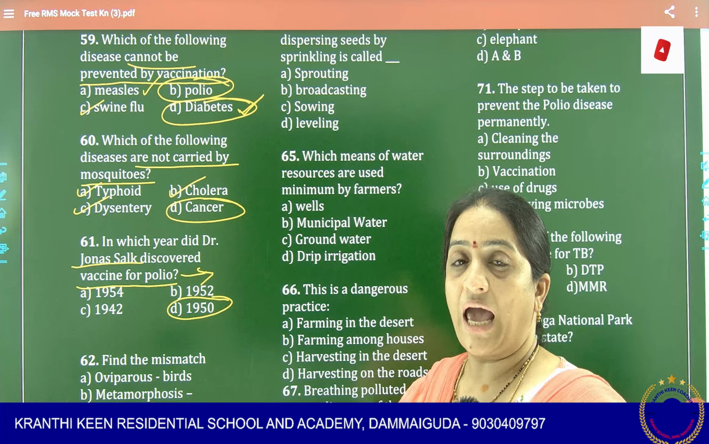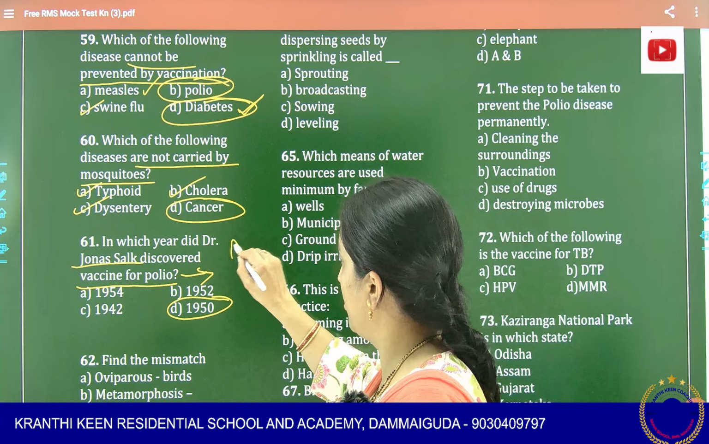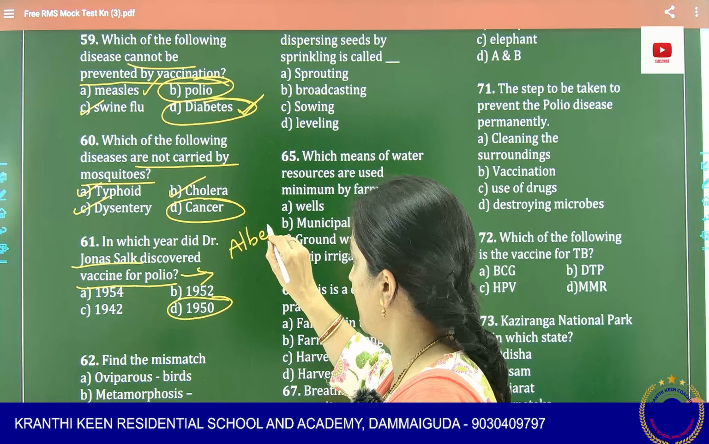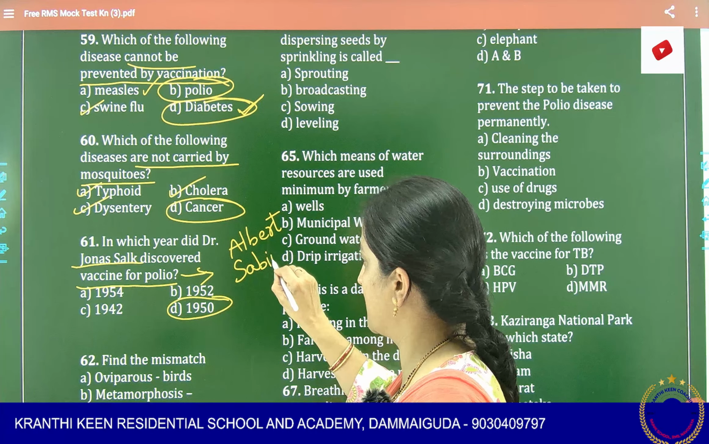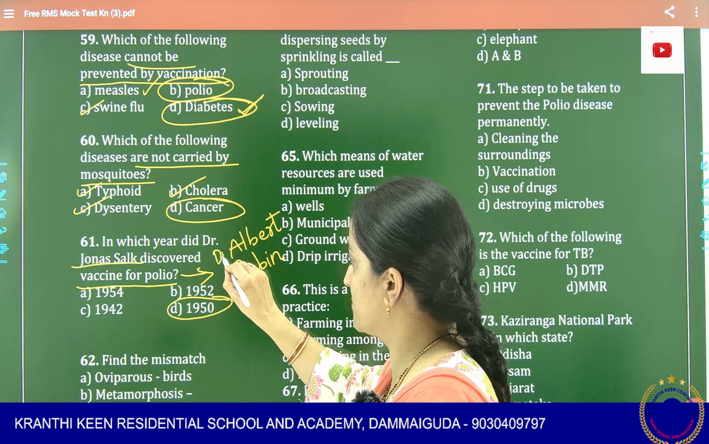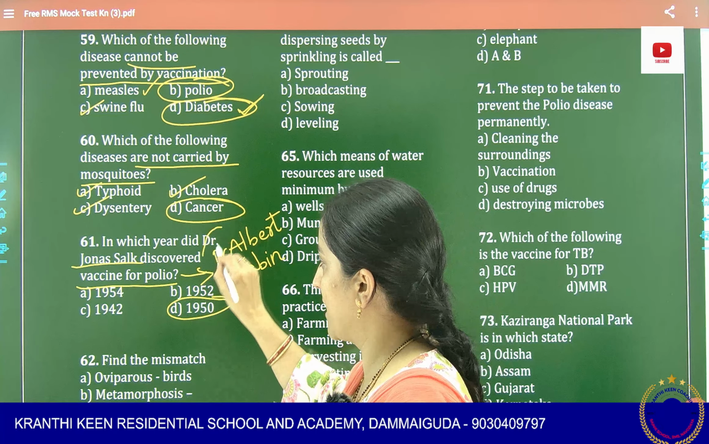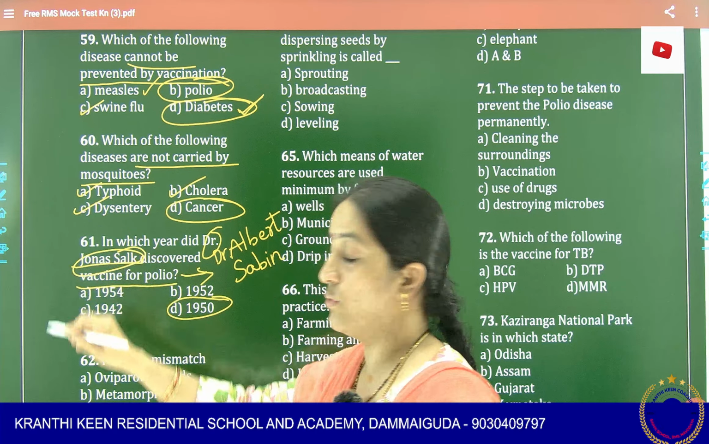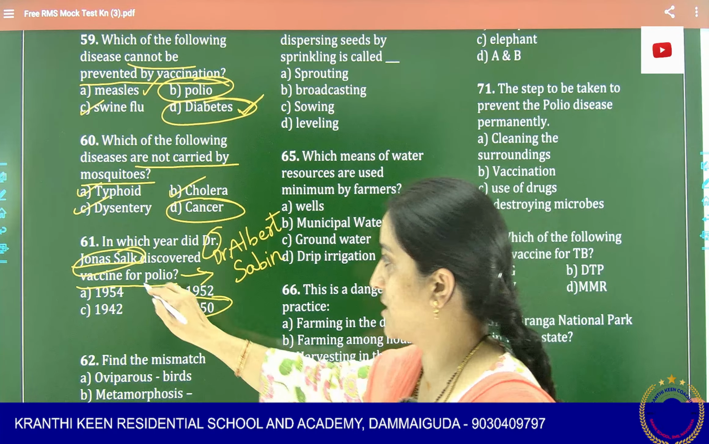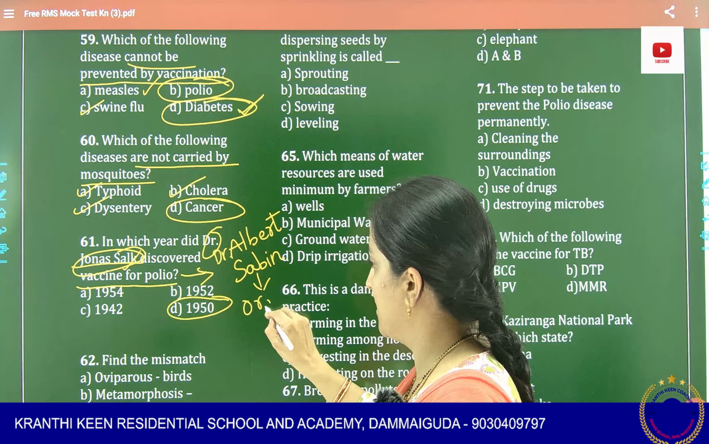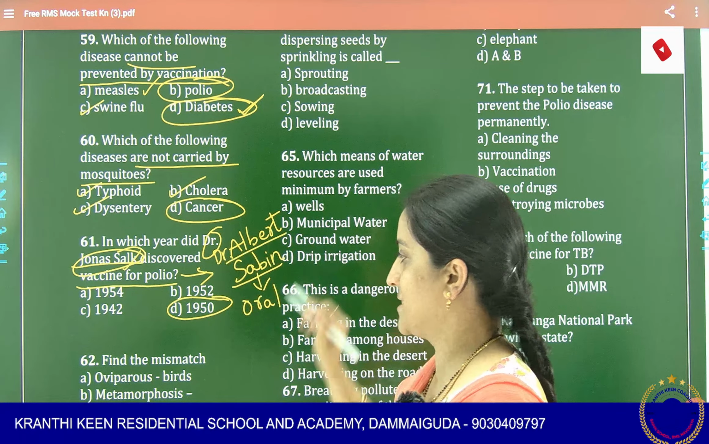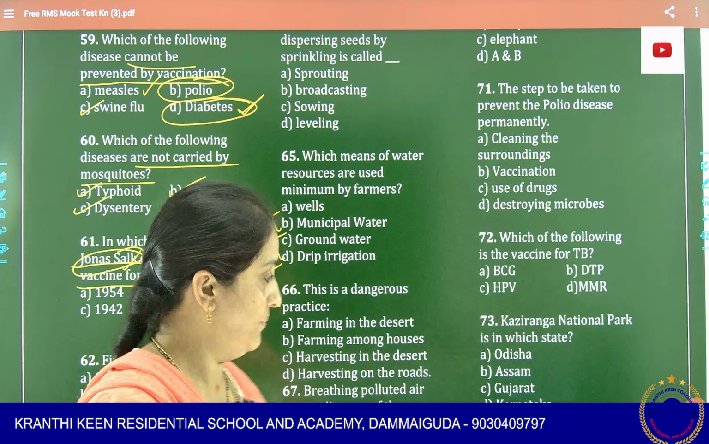After that, Dr. Albert Sabin discovered the oral vaccine. The oral polio vaccine is discovered by this person, and the injected polio vaccination was discovered by Jonas Salk, whereas oral vaccination was discovered by Albert Sabin. Okay, I think it's clear.